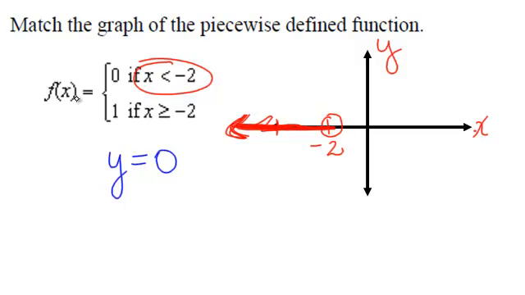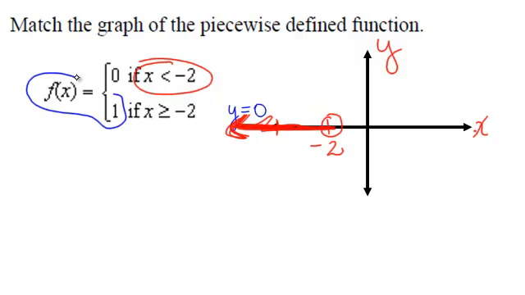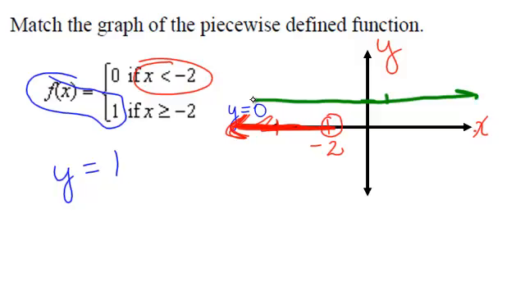Now let's try this second part of my piecewise function. So I'm going to put this over here on this line. That is the line y equals 0. This is y equals 1. Well, that's another horizontal line. It cuts across y. It never touches the x. Y equals 1. This is the graph of the line y is equal to 1.